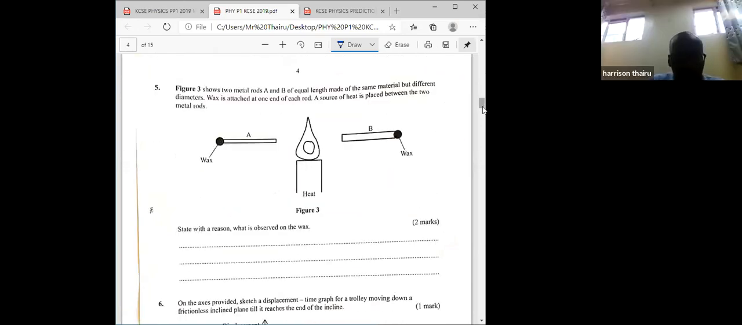We now move to question number 5. Figure 3 shows 2 metal rods A and B of equal length made of the same material but different diameters. Wax is attached at one end of each rod. A source of heat is placed between the 2 metal rods. We can see rod A and rod B. This one is thinner than this one, but they have the same length, and also they are made of the same material according to the illustration. State with the reason what is observed on the wax. What do you think is going to be observed?